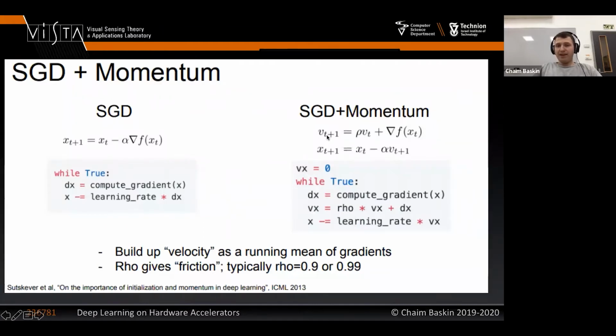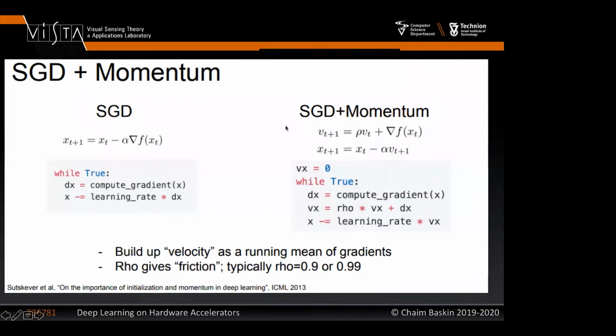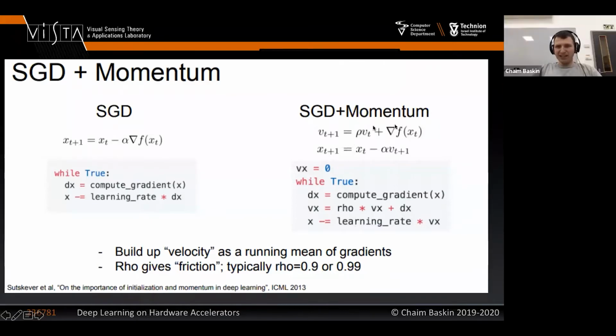So for velocity, we actually define one more parameter. So the parameter is velocity. So we define our velocity, vt plus 1, it's rho vt plus our gradient of xt.